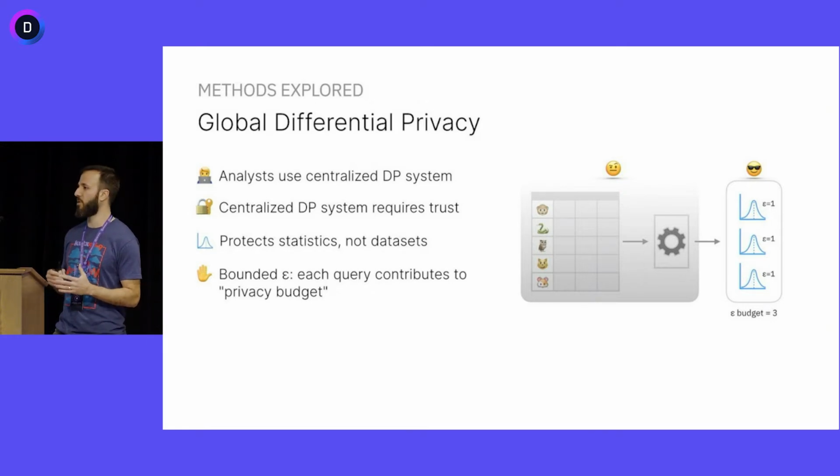And then ultimately, in order to protect the privacy, we have to set an epsilon value budget ahead of time. You set this budget and then analysts query against the budget and then there's a limit on what they can do.